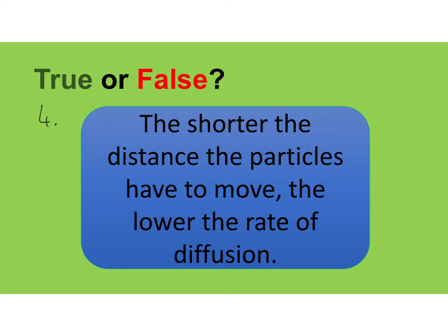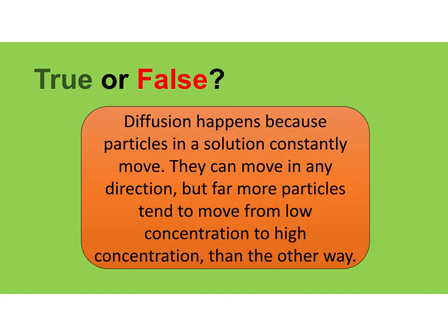And then I'm going to now show the answers for them. So if you didn't hear one, go back and listen before I show the answers. Okay, pause it if you need to. You need to read it a couple of times. So number 1, diffusion happens because the particles in the solution constantly move in the direction. Far more particles tend to move from a low concentration to a high concentration than the other way around. So that is false, because we learned that they move from a high concentration to a low concentration. Okay, so number 1 you should have got false, and there's the reason why.